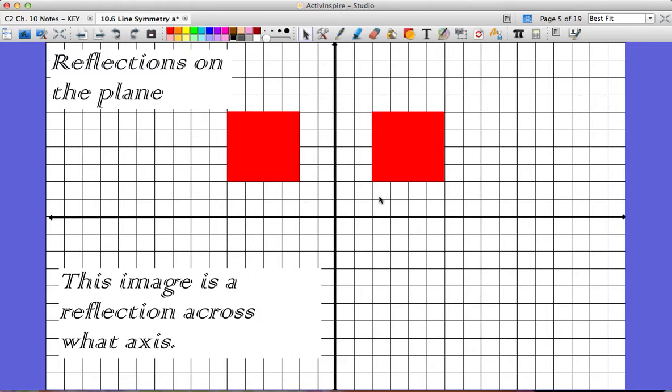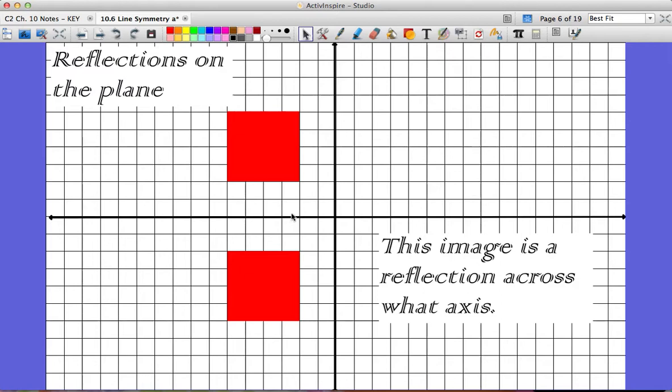When you're looking at reflections, we can talk about reflections on the plane. In this case, the image is a reflection across the y-axis. It's literally which axis did I take and move this figure over to? In this case, I moved it over the y-axis. So this is a reflection across the y-axis. This is a reflection across the x-axis. I took the original figure and I shifted it and flipped it over the x-axis. So I'm deciding which axis I would have folded my paper on to create the mirror image.